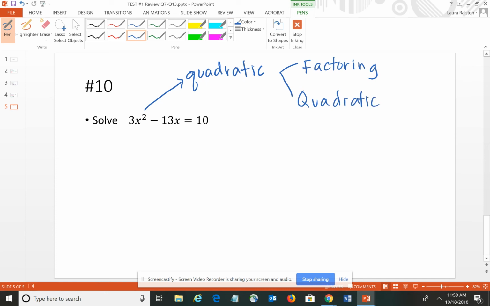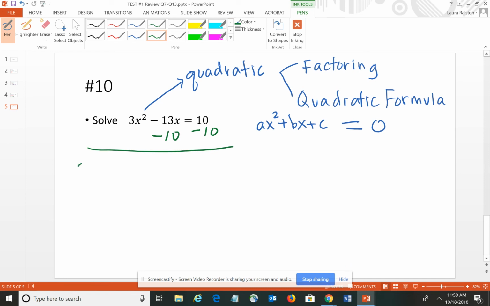In either case, whether we're doing factoring or using the quadratic formula, the equation itself must be equal to 0 so that you have it in the form ax squared plus bx plus c equals 0. It doesn't specify which process or method to use, so if you wanted to, you could actually use the quadratic formula on this one, but first we need to get it set equal to 0, so I'm going to subtract 10 from either side. So I have 3x squared minus 13x minus 10 equals 0.